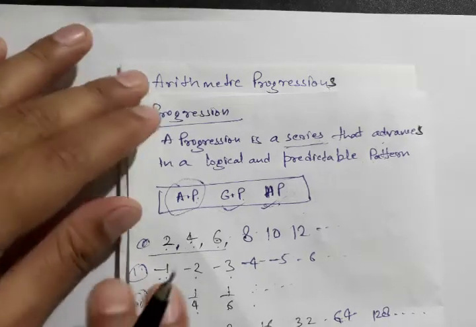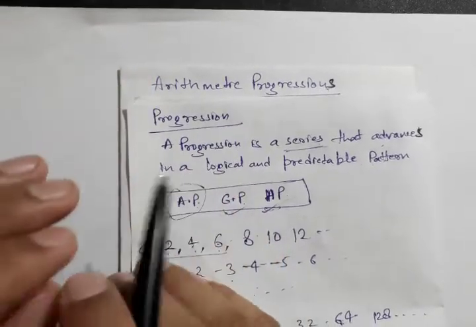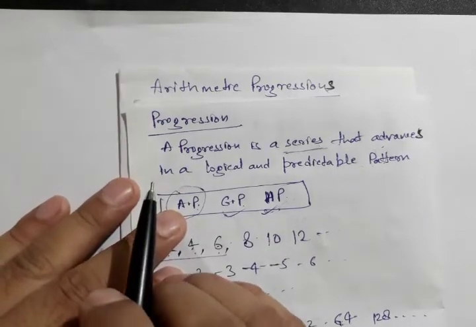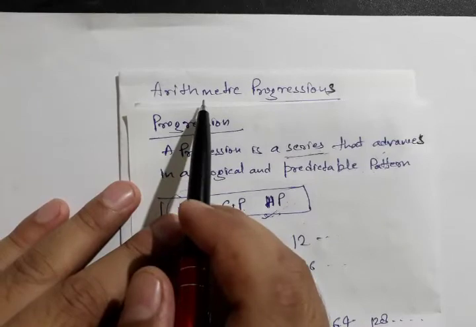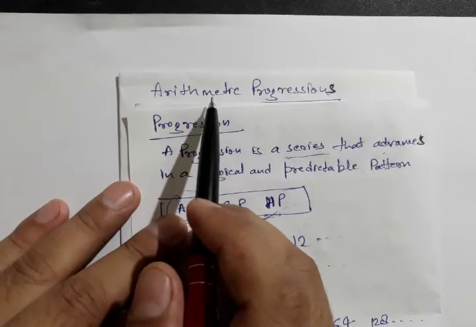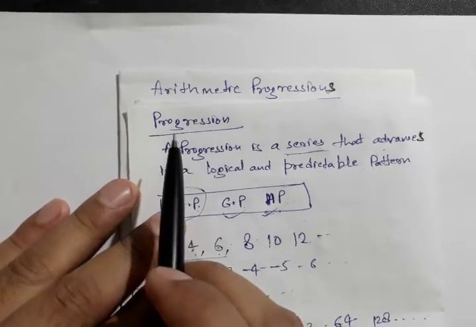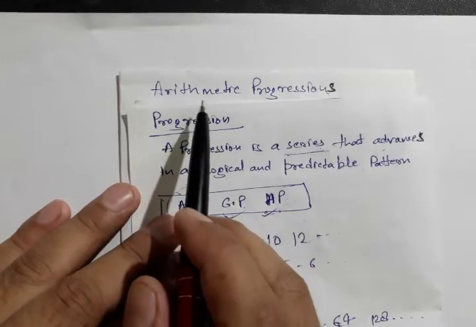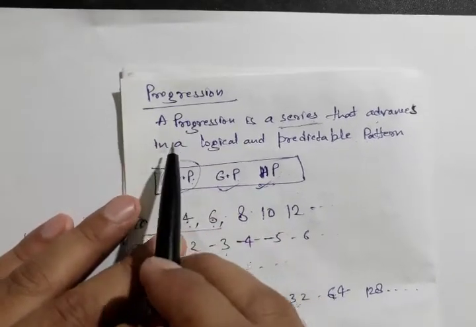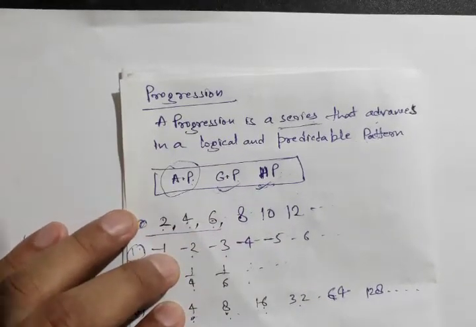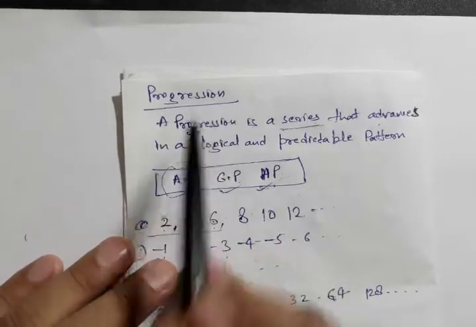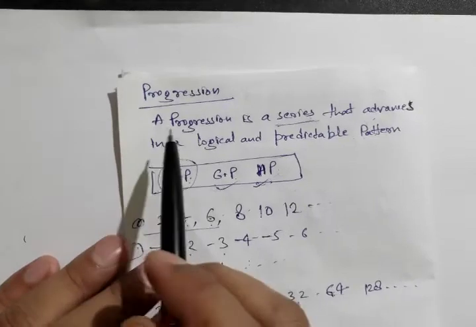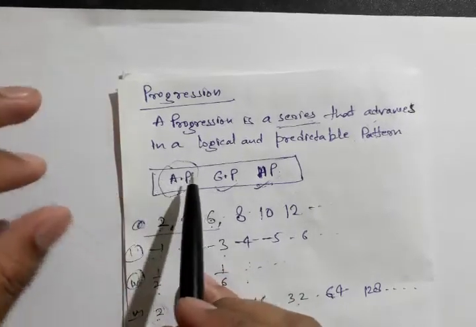Good evening, dear student. Today we are going to discuss a new chapter, and the name of the chapter is Arithmetic Progressions. This is the fifth chapter of your 10th class NCERT Mathematics. Before discussing arithmetic progressions, let us briefly learn about progressions. In mathematics, progression is a very important topic, and there are different types of progressions.